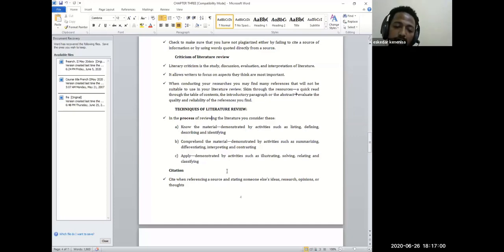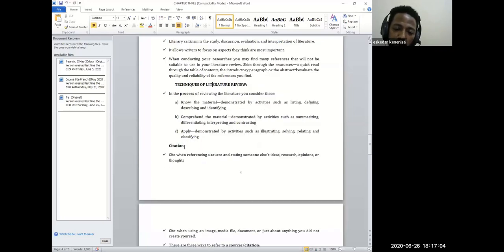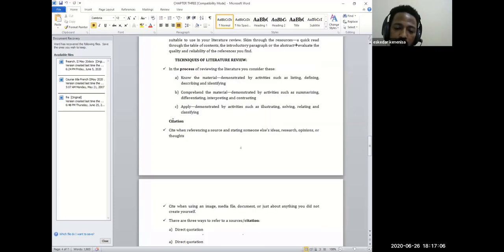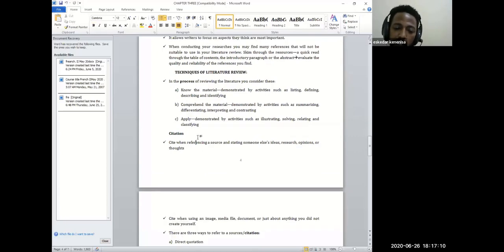In the techniques of literature review, there are several techniques that we are going to see. For example, citation. Since it is a literature review, you have to refer to the material. You have to make citations. Citation is one crucial issue that you have to seriously consider while writing the literature review.